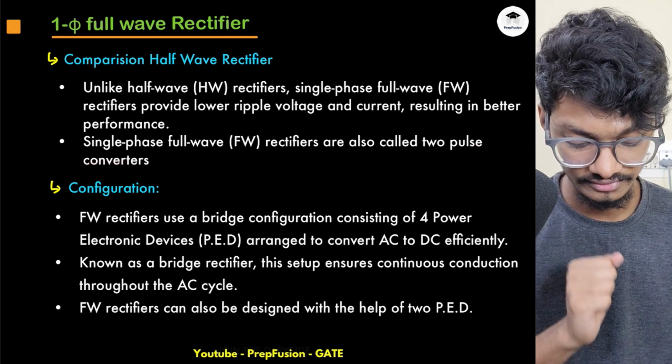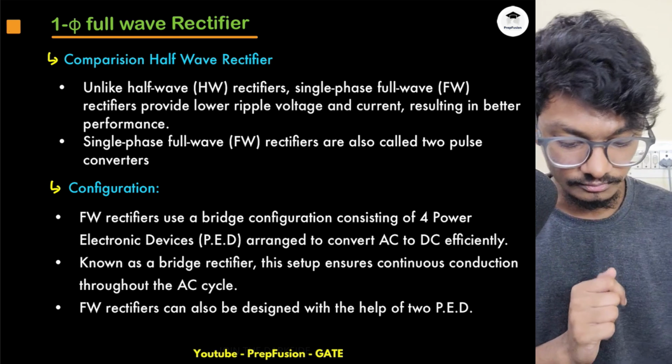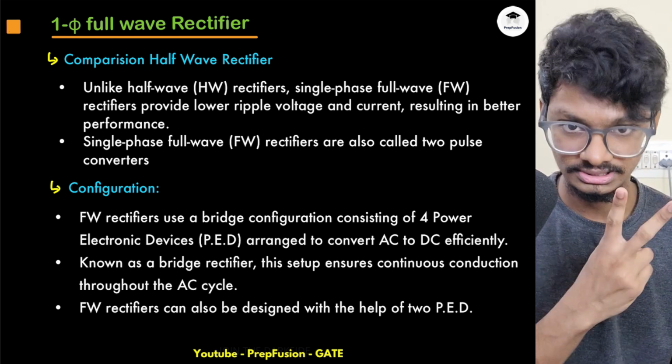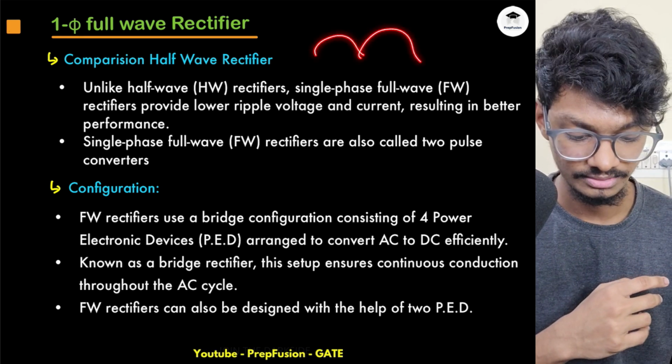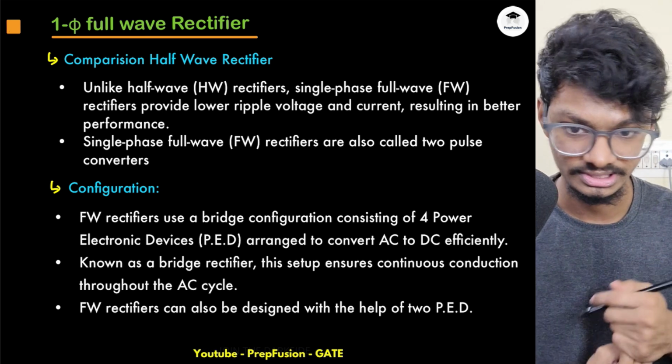Single phase full wave rectifiers are also called two pulse converters. Why two pulse? Because it is conducting for both the cycles, hence one pulse and then a second pulse, right? Once we see one of the output waveforms, we'll understand why it is called two pulse as well.